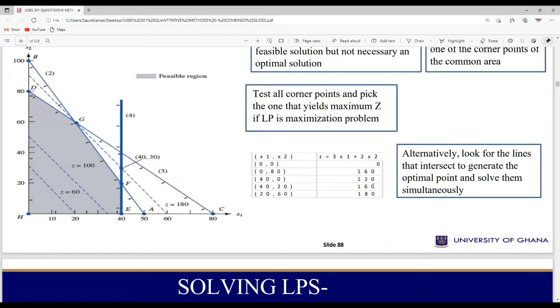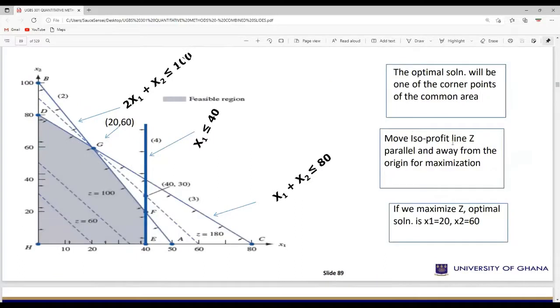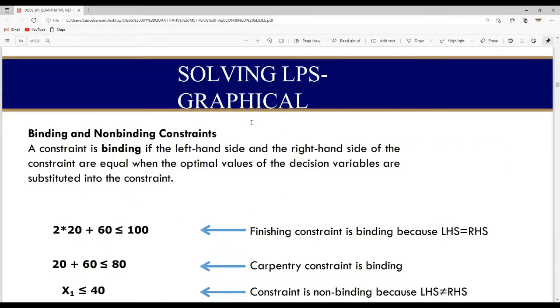So I'll not bother to teach you the so-called ISO profit line. All right, so let's move on. So they are telling us more about what we solved. Okay, so now we move on to binding and non-binding constraints. So this part is also very, very important.